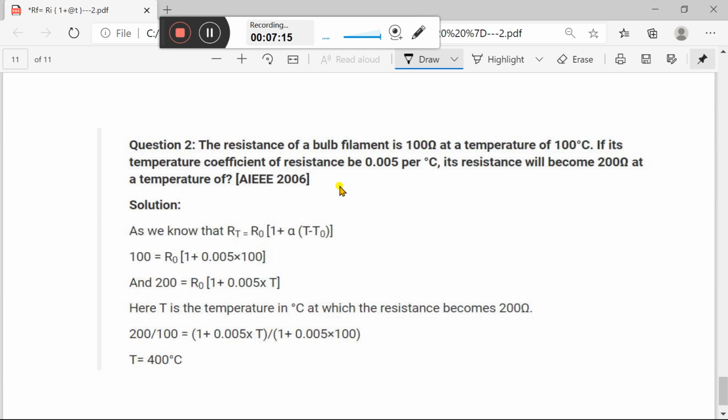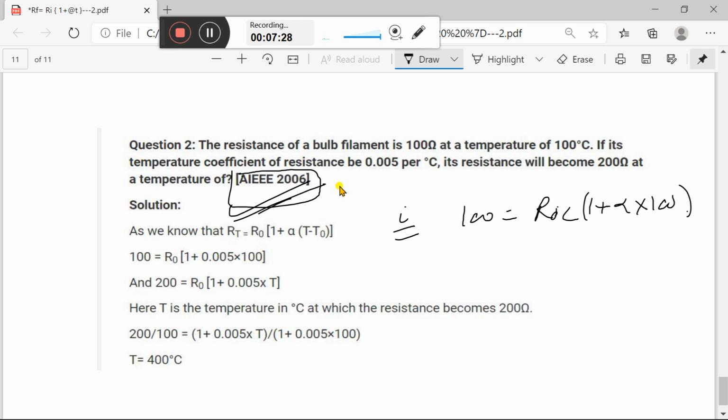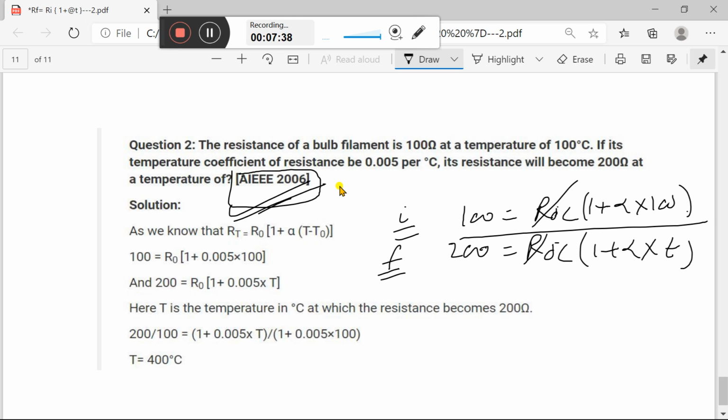Let's see the AIEEE 2006 question. Here the initial conditions are given: 100 ohm equals R naught at 0 degree Celsius times (1 plus alpha, temperature 100), and we have to find the final resistance: R naught at 0 degree Celsius times (1 plus alpha, temperature unknown). So by dividing and putting the value of alpha here, we get the temperature accordingly.